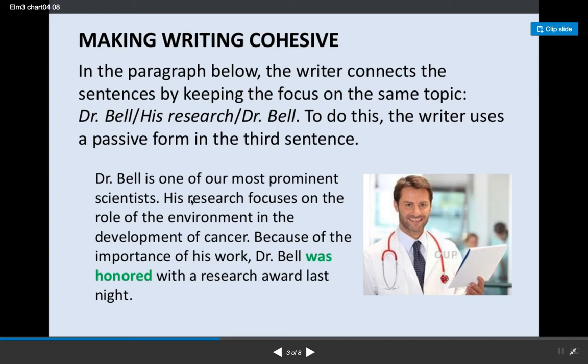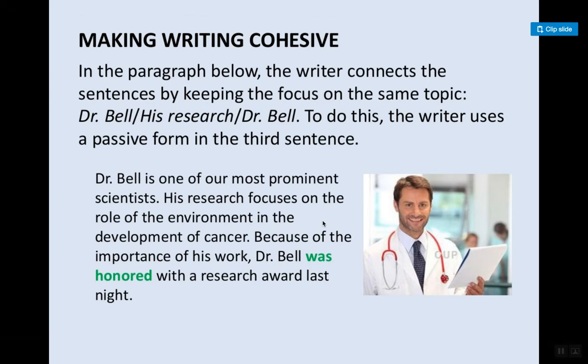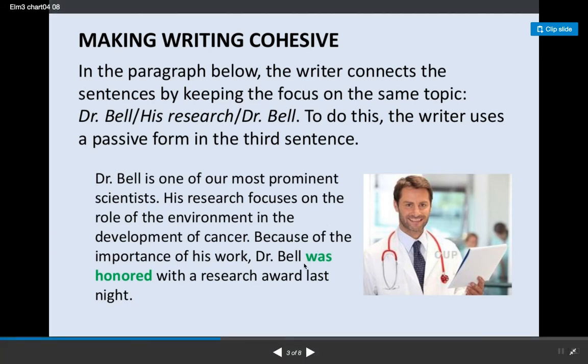Dr. Bell is one of our most prominent scientists, means important. His research focuses on the role of the environment in the development of cancer. Because of the importance of his work, Dr. Bell was honored with a research award last night. And here the passive is used in a sentence that has cohesiveness with the sentence before it.